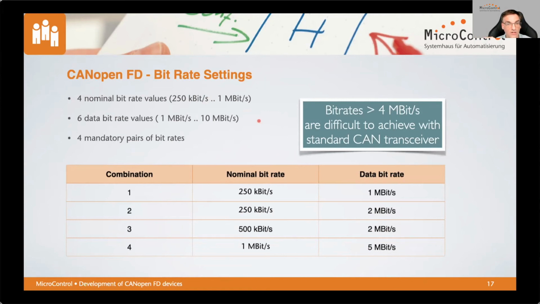Before that, I have here another slide which tells us our possible bitrate settings that we have specified within the 1301. We have 6 data bitrate values from 1 megabit to 10 megabits. We have 4 mandatory pairs of bit rates, but our experience, as I already mentioned, is that bit rates greater than 4 megabits are really difficult to achieve with standard CAN transceivers on the market. And that is something where you have to use these signal improvement capability transceivers.